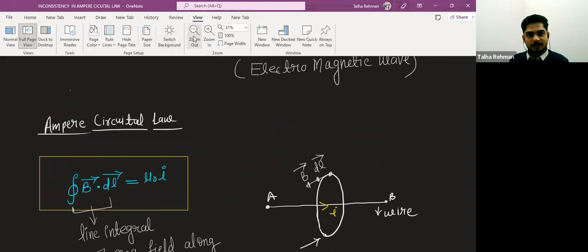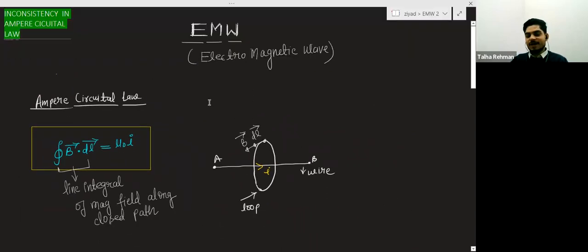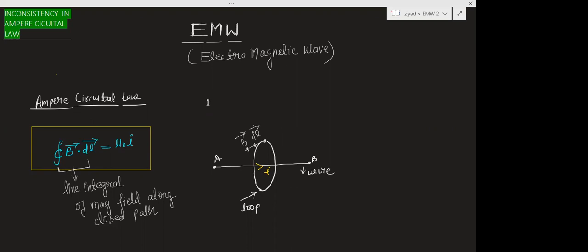Now take the screenshot. After Ampere, Maxwell was a great scientist, and Ampere was also a great scientist, but Maxwell proved with the help of an experiment that Ampere's circuital law was not fully correct.